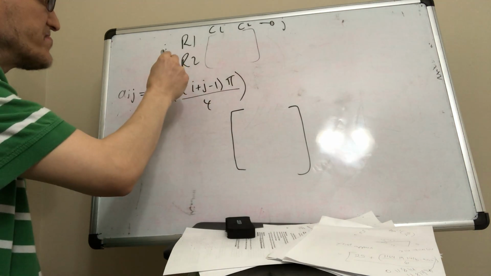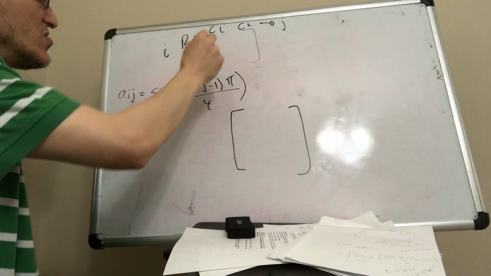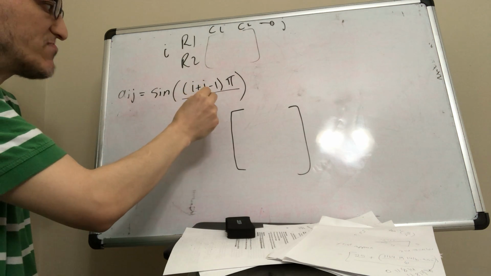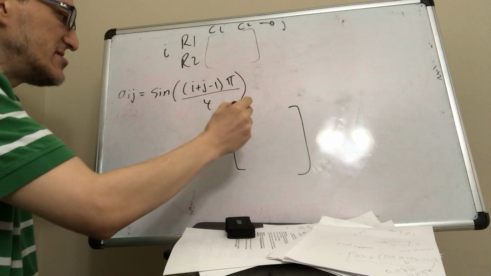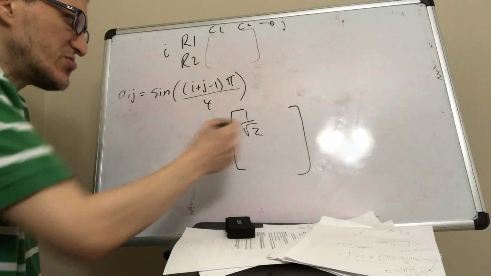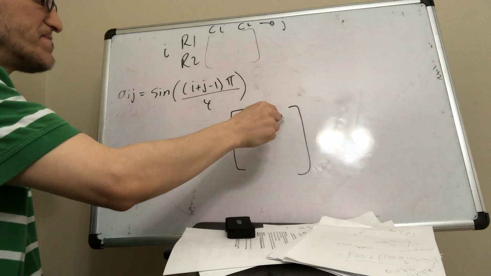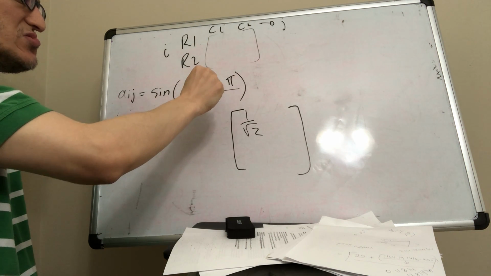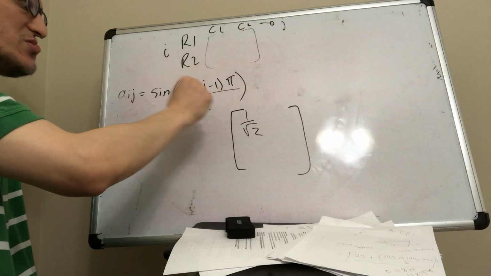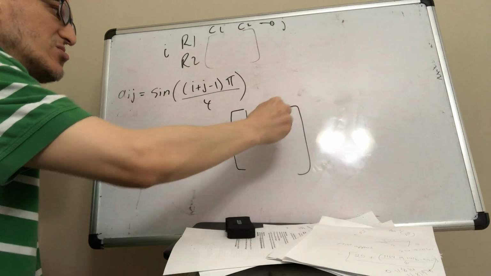For this one, it would be 1 and 1, so 1 plus 1 is 2, minus 1 is 1, so that's pi over 4, and the sine would be 1 over root 2. This one would be 1, 2: 1 plus 2 is 3, minus 1 is 2, 2 pi over 4 is pi over 2, and the sine of pi over 2 is 0.